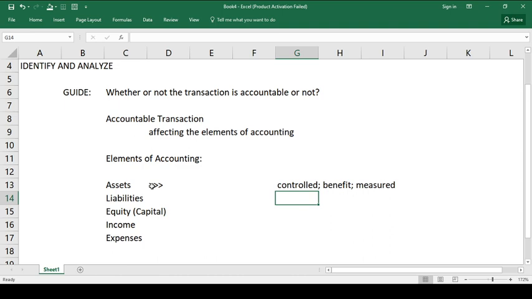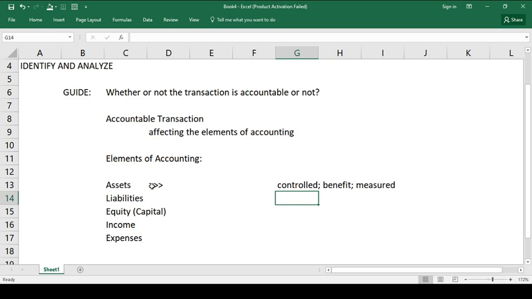So for an asset to be considered as an asset, it is controlled, there is an economic benefit that will flow to the business organization, and it can be measured reliably. We can reliably measure that asset. If those characteristics cannot be observed on that particular thing, we can easily say that the thing that we are trying to identify is not an asset.